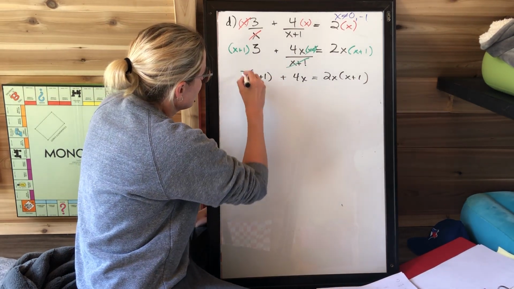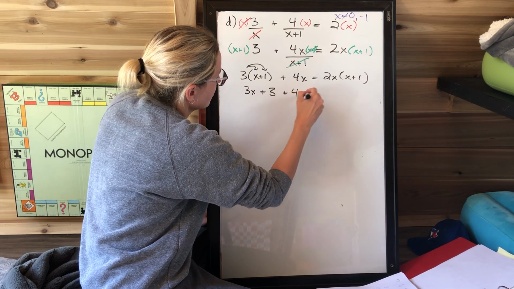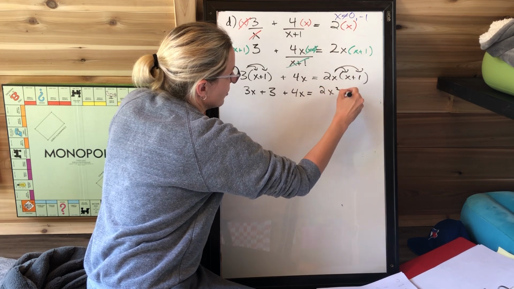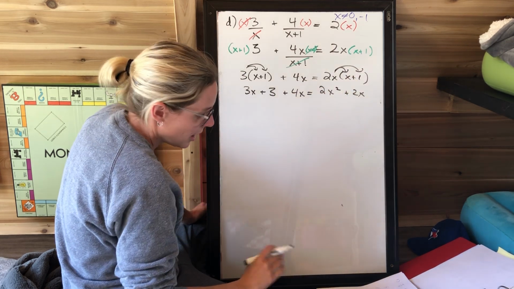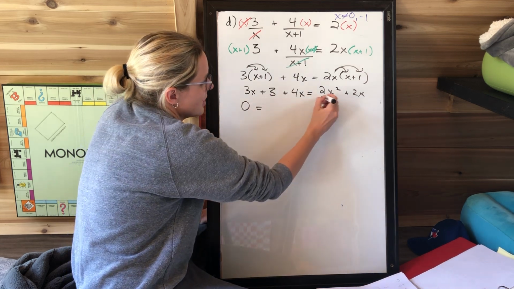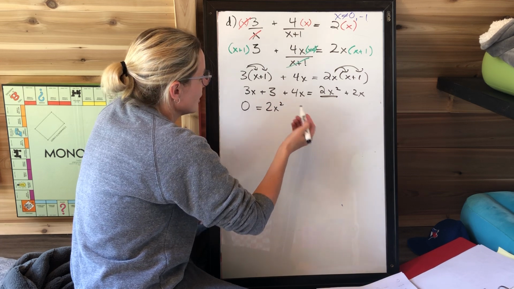So this becomes 3x plus 3. This one here becomes 2x squared plus 2x. Now, again, it's totally up to you how you do it. I'm going to leave this side 0 because this term is already positive, the squared, so I like that better. I'm going to leave that there.